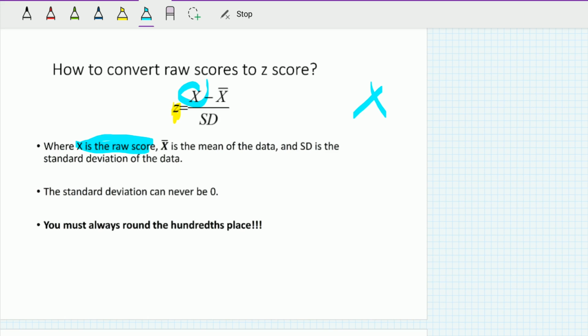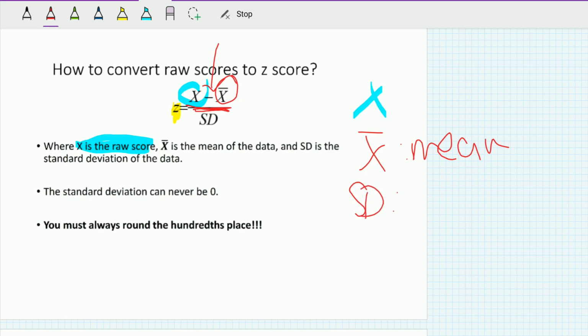The next one is the X with the bar on top. We know from the normal distribution curve, this is just the mean, or you can say the average. Whichever one you want, it's just the average. Then you notice in the middle it has a little minus sign. That means you would get these two numbers and subtract them. Then we divide by SD, which stands for standard deviation.